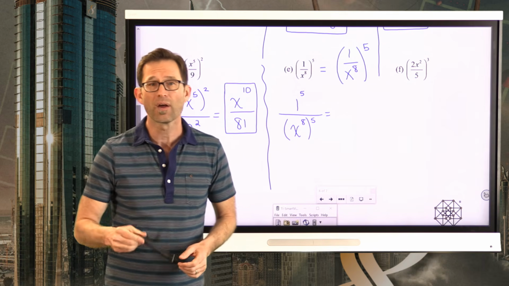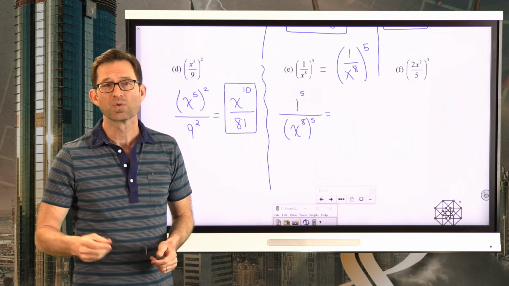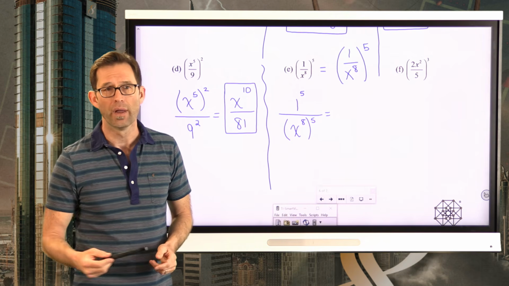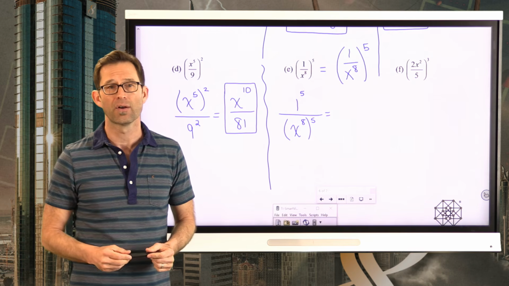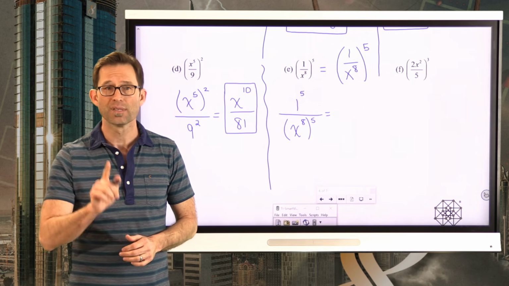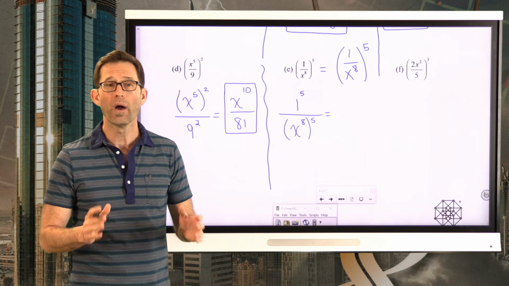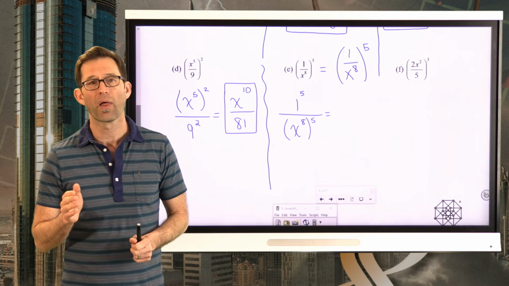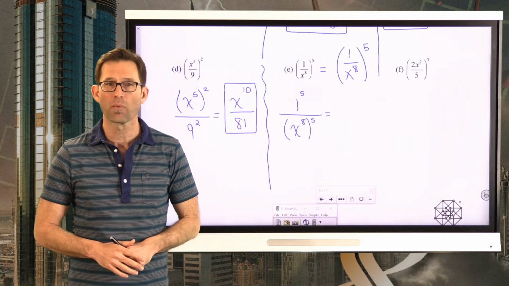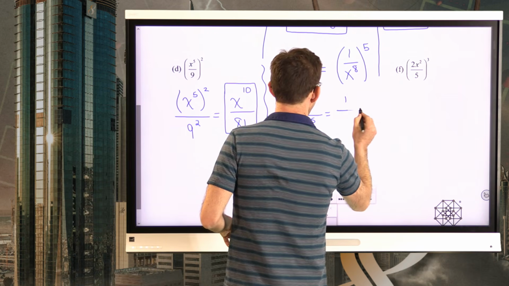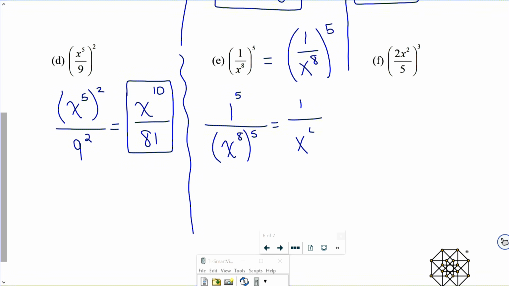Now, if you think about it, 1 times 1 is 1, times 1 is 1, times 1 is 1, times 1 is 1, right? And what am I getting at here? 1 raised to any power whatsoever is equal to 1, because no matter how many times you multiply 1 by itself, you get the number 1. So 1 to the fifth is equal to 1, and x to the eighth to the fifth is x to the 40th.